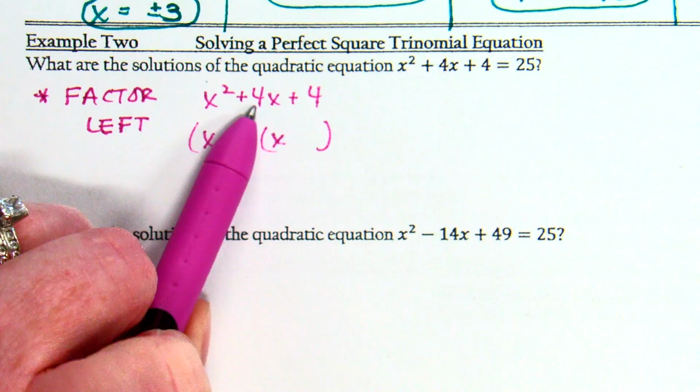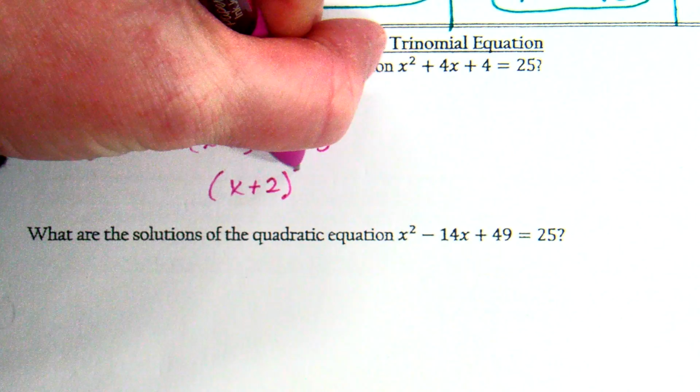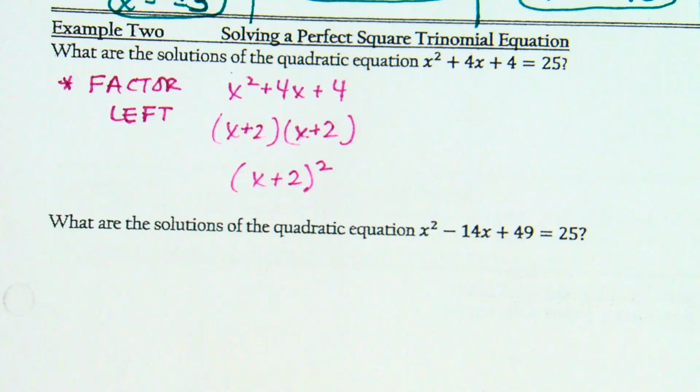Or, how could that be written? Oh, good. You guys remember. X plus 2 quantity squared. We're going to do a lot of that, factoring into a perfect square. The shortcut you could have done here is the square root of x squared is x. The square root of 4 is 2. And take the middle sign of the b term. Okay? That still works. It's a perfect square trinomial.